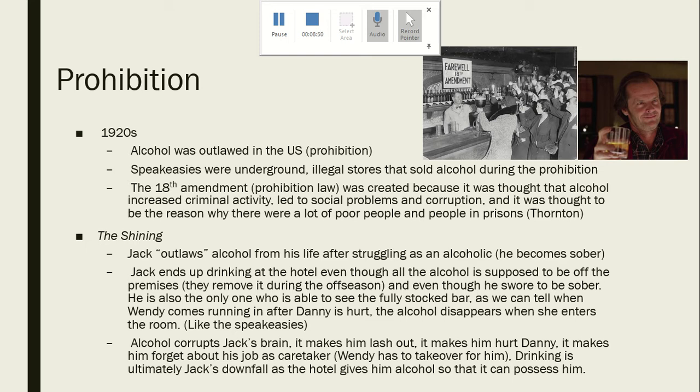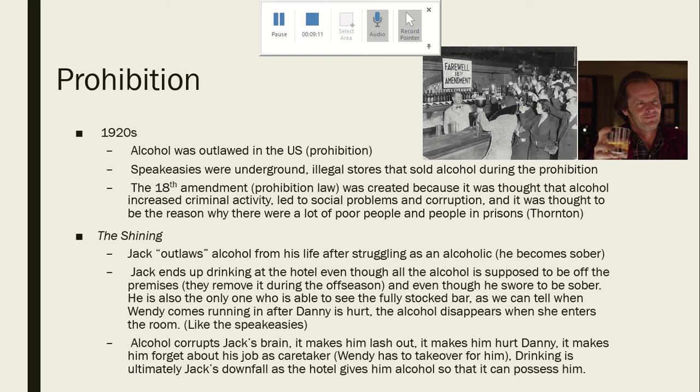So he decides to become sober after hurting Danny in the incident he had at school with the little boy, in his car, when he lost his temper after he'd been drinking and lost his job. So the next point refers to the illegal obtainment of alcohol, which happens both in the 20s and The Shining.